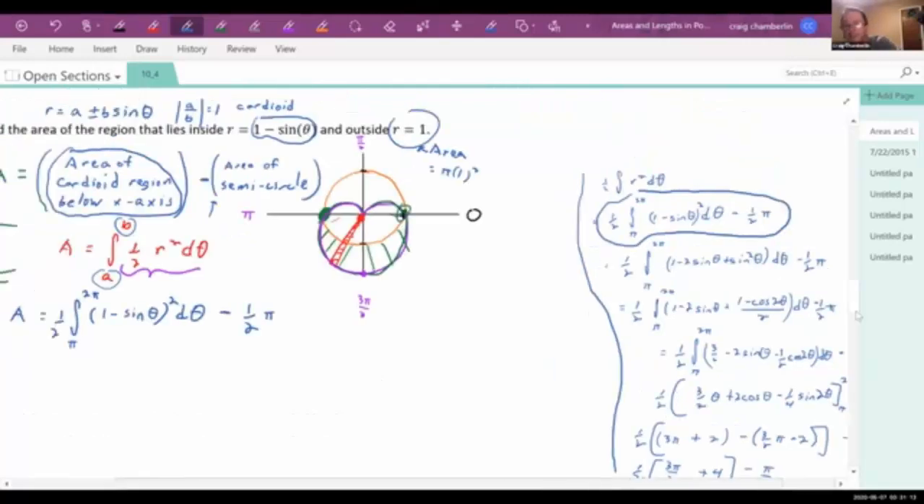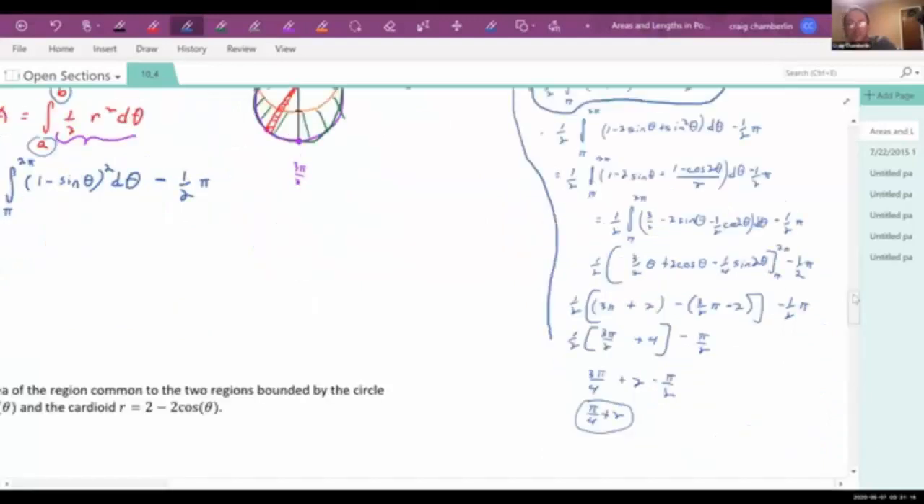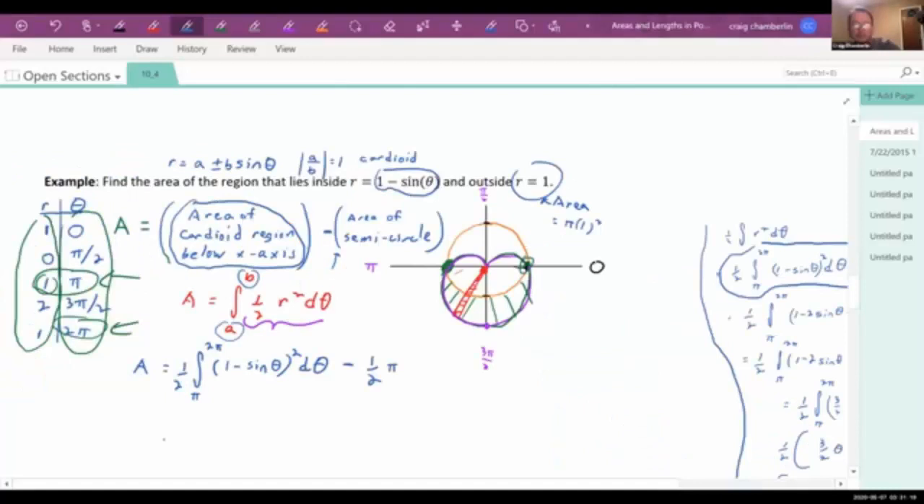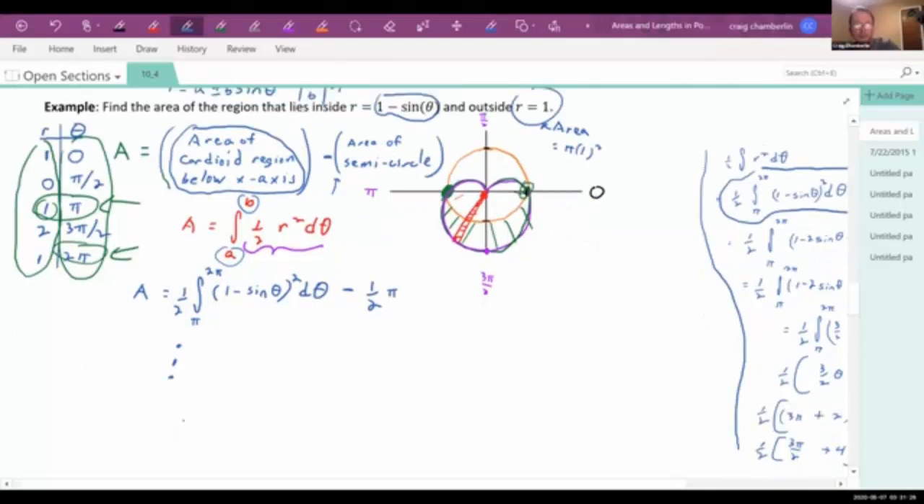And it turns out to be pi over 4 plus 2. So if you evaluate this, you get pi over 4 plus 2 as your area. So it would be in square units.